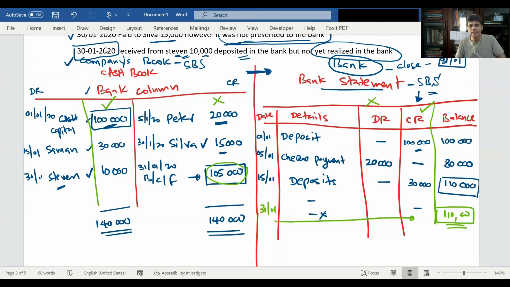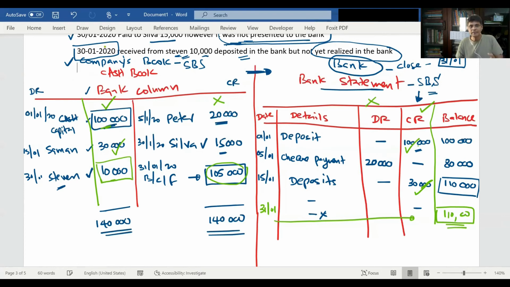So what is that? We deposited 100,000. Has it been deposited? Yes. Put a tick. Someone deposited 30,000. The cash book is debited. Has it been credited to the bank account? Yes, 30,000 has been credited. Then we deposited 10,000. Has it been credited to the bank account? No. So therefore, there is a difference. This 10,000 is the difference.